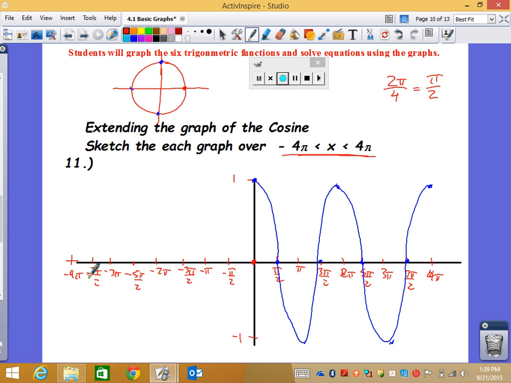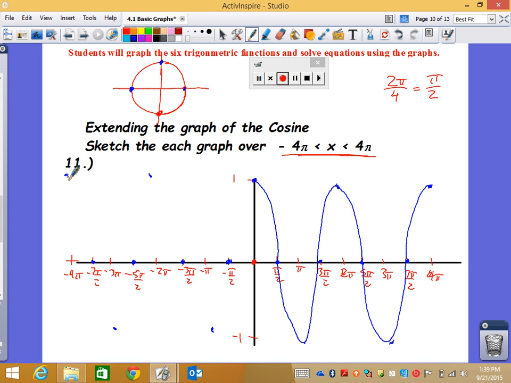So if we think negative pi over 2, well, that's just straight down. The x value there is 0, just like we had before. Negative pi is straight left, so a negative 1. Negative 3 pi over 2 is straight up, or an x value of 0, and then negative 2 pi is right where I started, so an x value of 1. And then we repeat it. Straight down for negative 5 pi over 2, negative 3 pi is negative 1, negative 7 pi over 2, and then negative 4 pi is right back where I started.